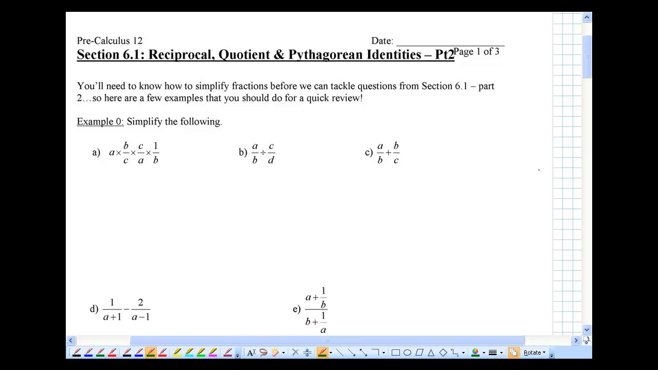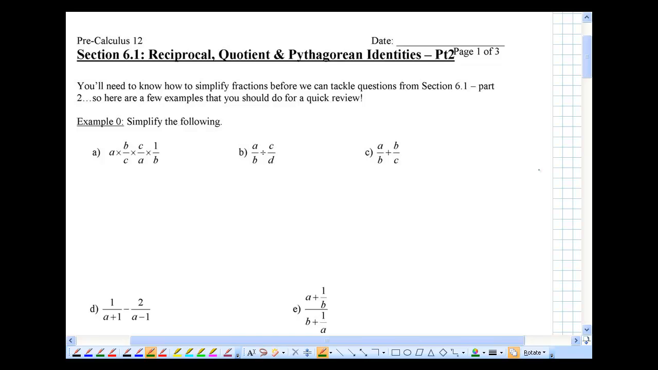I know you guys hate those F words. You guys hate saying those F words, like factoring and fractions. Yeah, those F words. In any case, let's see if we can eliminate some of your fears of fractions by doing example number 0. Okay, let's simplify the following.